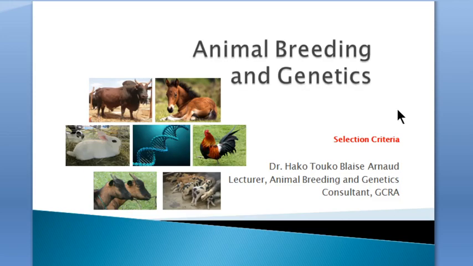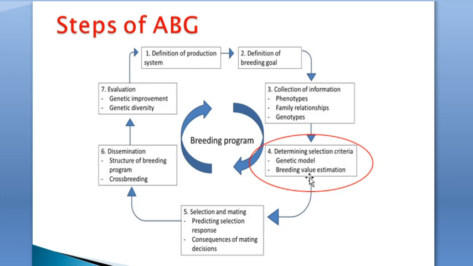Dear students, now let's move to the selection criteria, and this is the fourth step of the establishment or implementation of our animal breeding and genetics program. Specifically, determining selection criteria is all about establishing a genetic model and estimating the breeding value for the ranking of the candidates for selection.